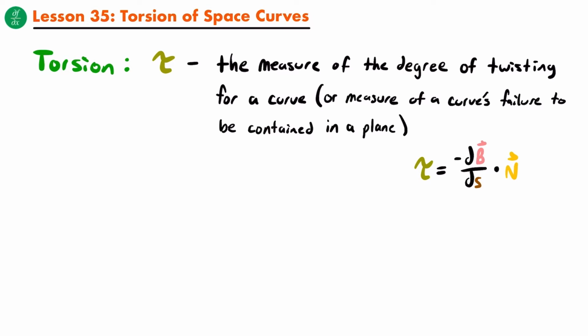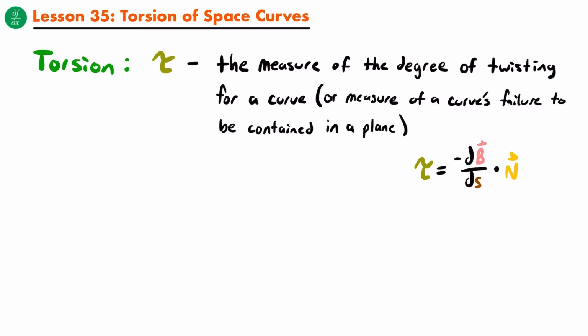And what that does is it measures the change in the unit binormal vector in the direction of the unit normal. But actually it's in the opposite direction of n because of the negative out front. All right, remember for vectors that a negative in front of that vector means that that vector would be pointing in the opposite direction of how it would normally point.